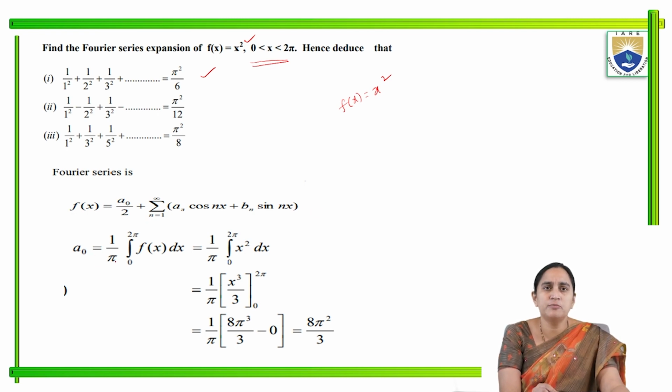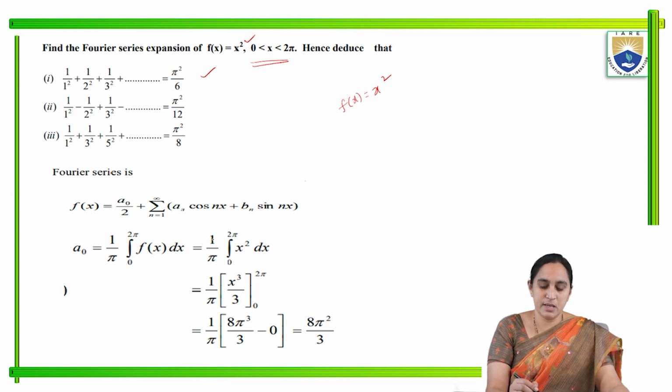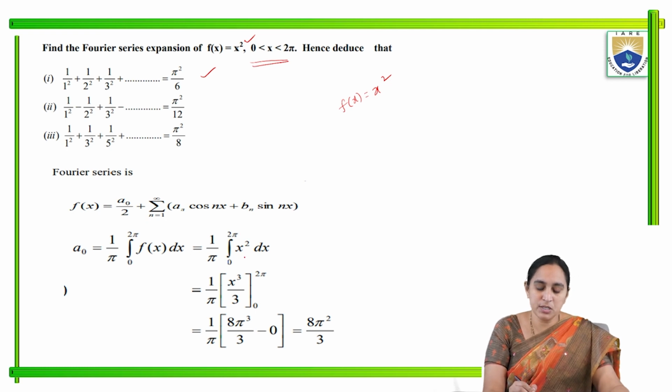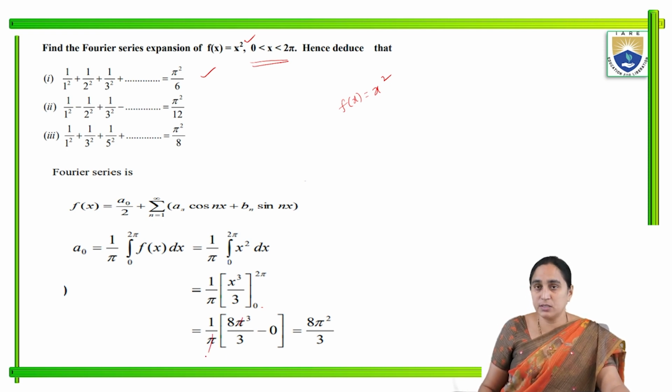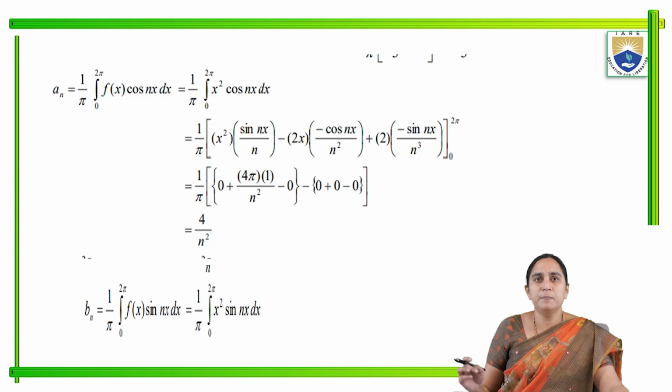Then what about the formula of a naught? 1 by pi into integral 0 to 2 pi f of x dx. That is 1 by pi into integral 0 to 2 pi x square, integration x cube by 3. What are the limits for that? 0 to 2 pi. That is 1 by pi into 8 pi cube by 3 minus 0. Here 1 pi cancels, then the answer for that is 8 pi square by 3.